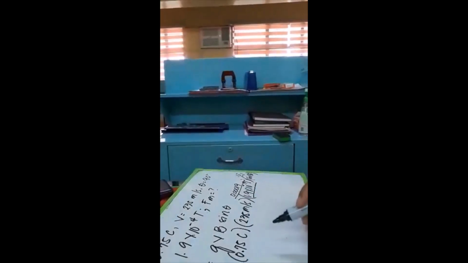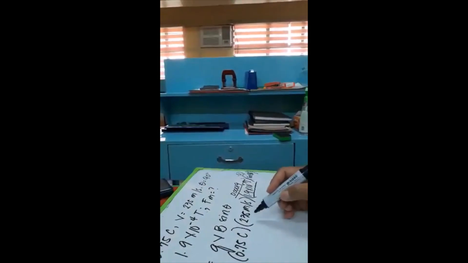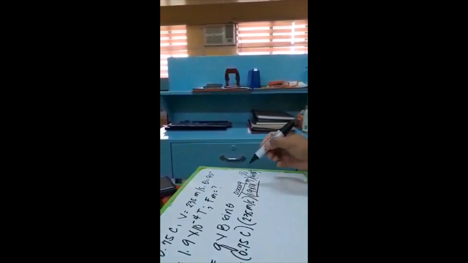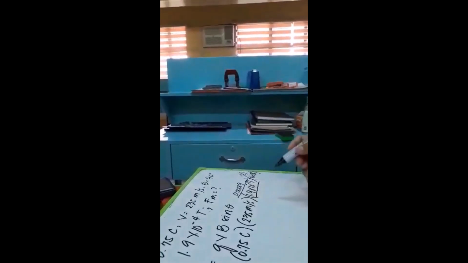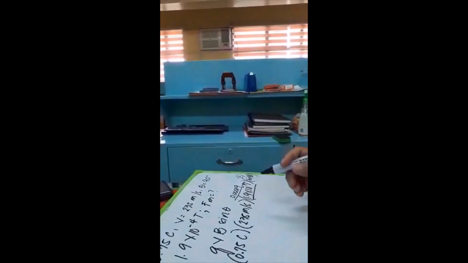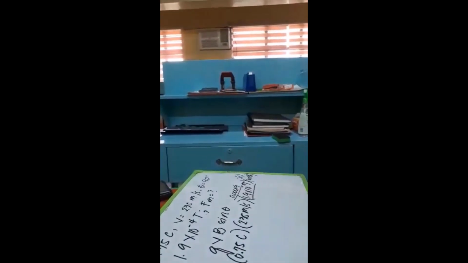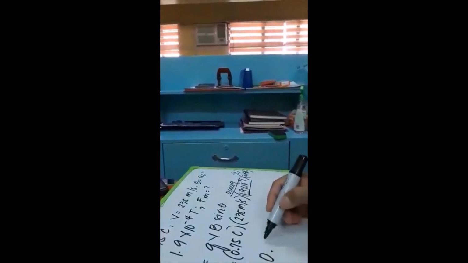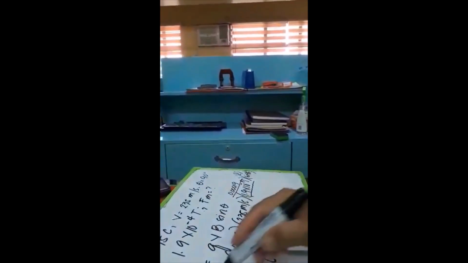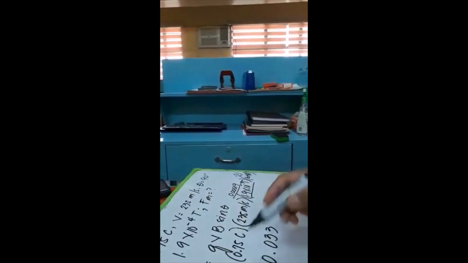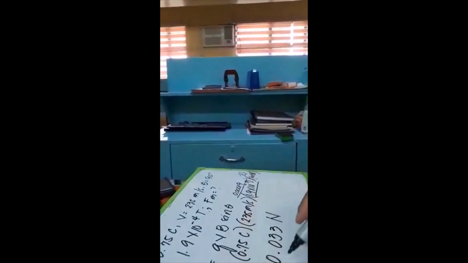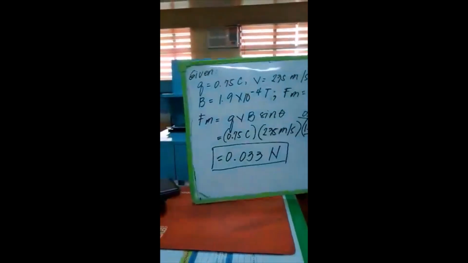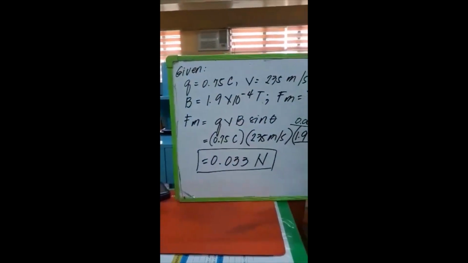So, 0.75 multiplied by 235 multiplied by 0.00019. So, what will be our answer? So, based on our answer, based on this, our final answer is 0.033. The unit is Newton, since we are talking about magnetic force. So that's our equation for the first problem.